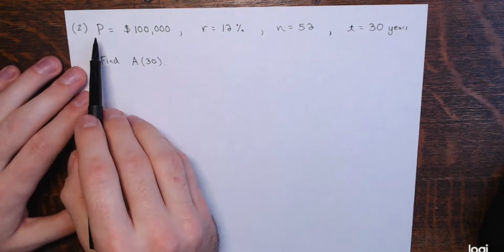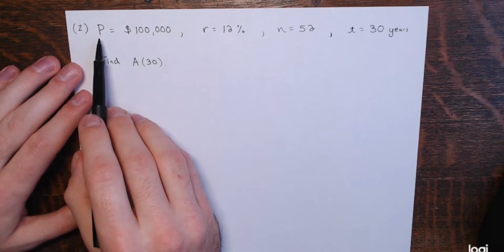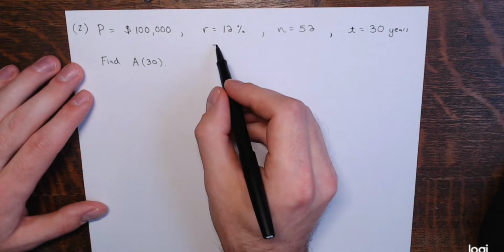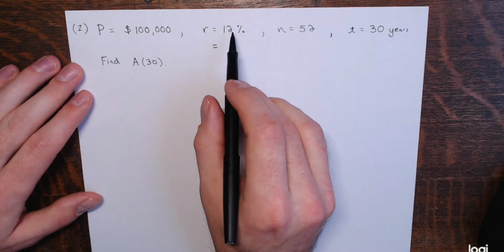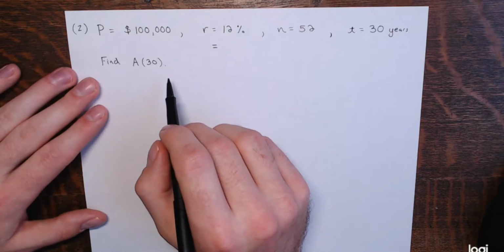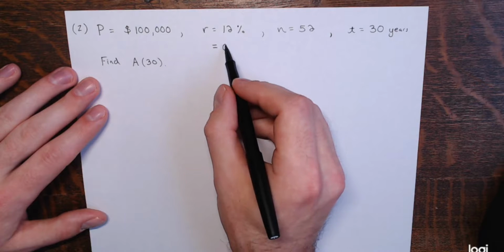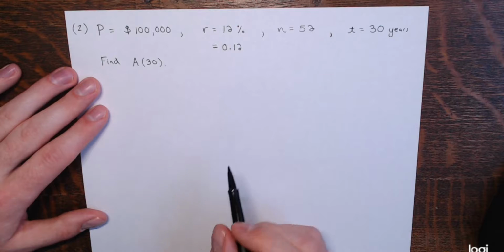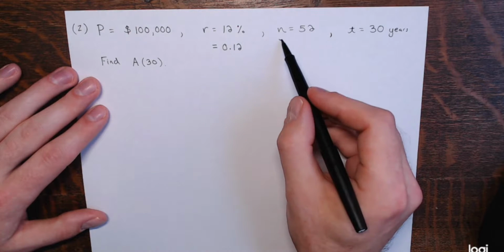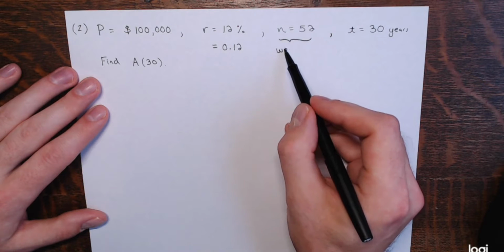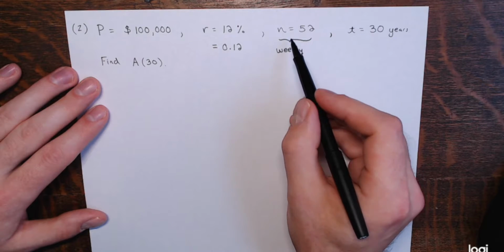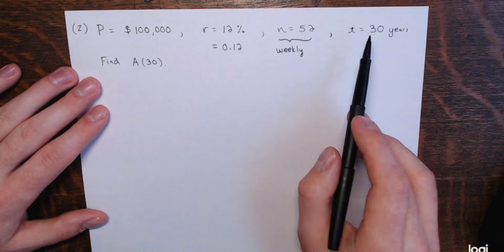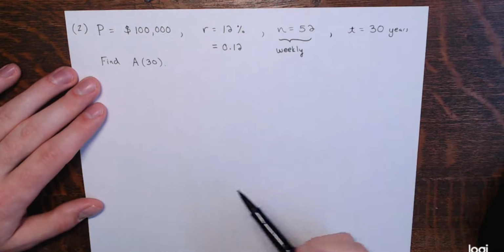Principal, the present value, the initial amount, the initial investment was $100,000. The interest rate, the annual interest rate, the APR, the nominal rate, whatever you want to call it, is 12%. But as a decimal, what I'm going to be writing in the formula is 0.12. They said it was compounded weekly. Right, so the value of n was 52, 52 times in a year, 52 weeks in a year. And the time is 30 years, right? What's the amount after 30 years? So what's A of 30, right?